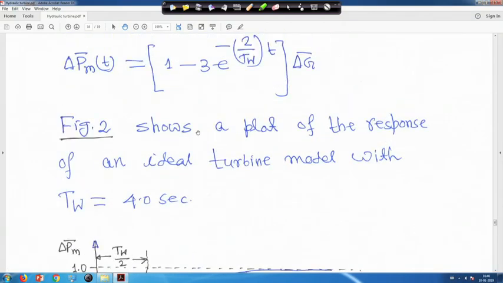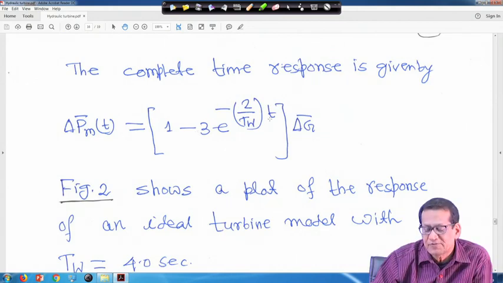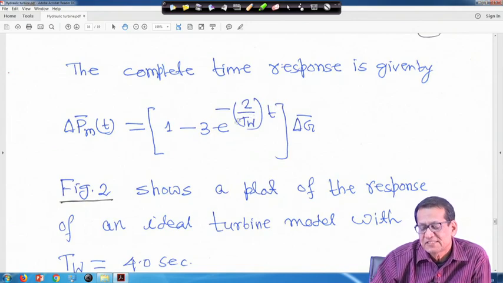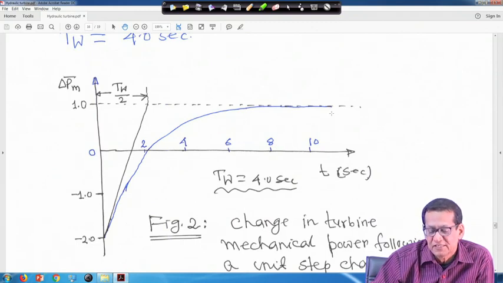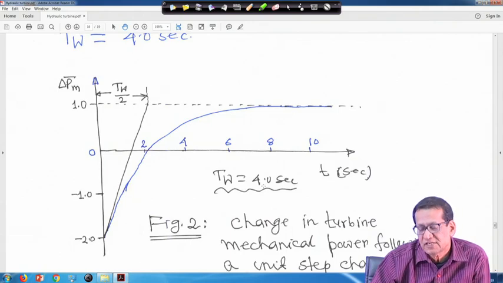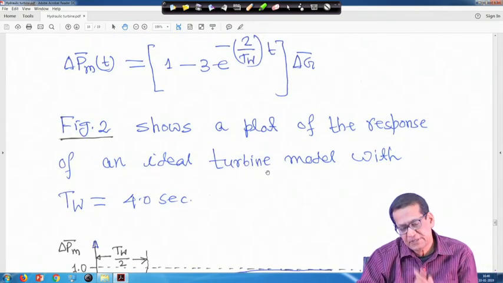And here if you make t tend to infinity, then this term will not be there, so it will become 1. So, actually it is settling to 1, right. This plot is for T W equal to 4 seconds for a unit step input, right, for a unit step input.